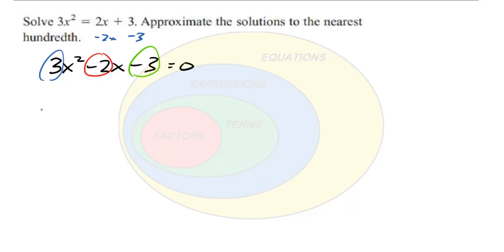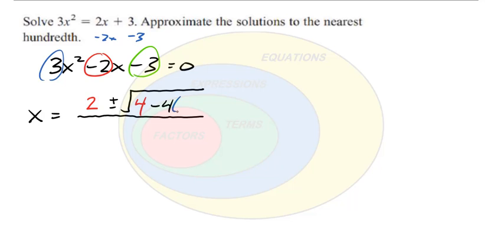So when we plug this into the quadratic formula, we're going to get x equals, we have our big fraction, the plus or minus with the square root. The first term is the opposite of b, so that would be 2. Underneath the square root, we have b squared. Well, -2 squared is 4. And then we have minus 4 times a, which is 3, times c, which is -3. And all of that is over 2 times a, which is 3.